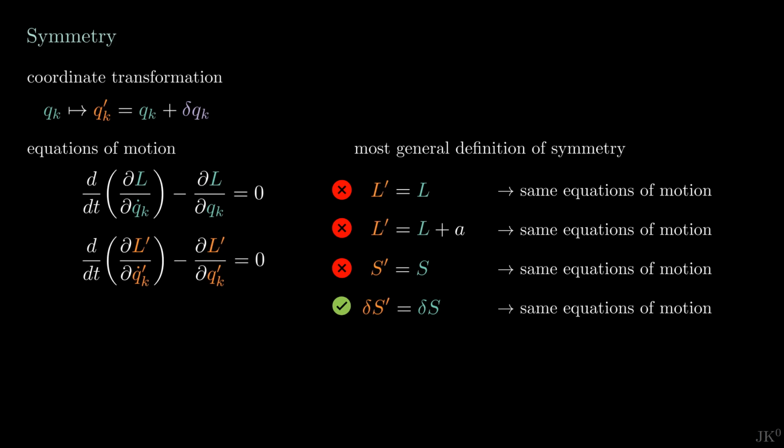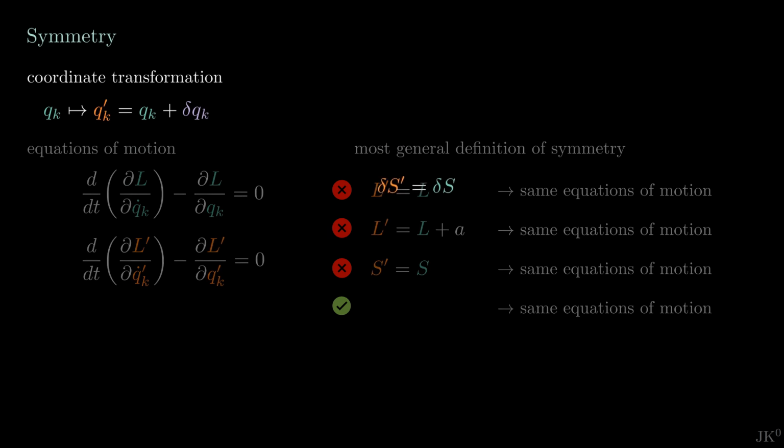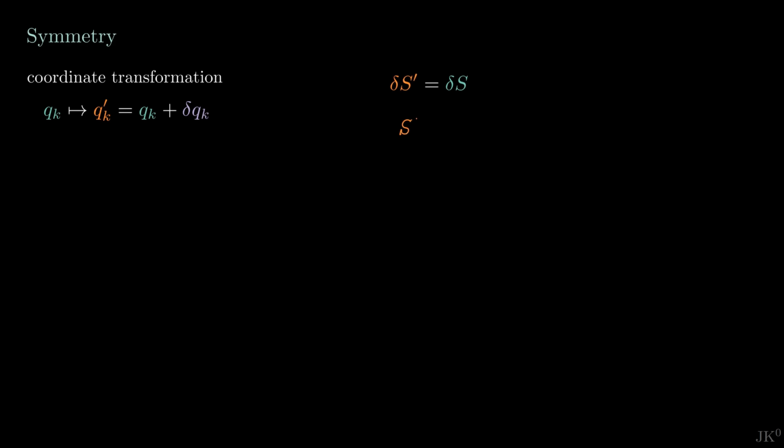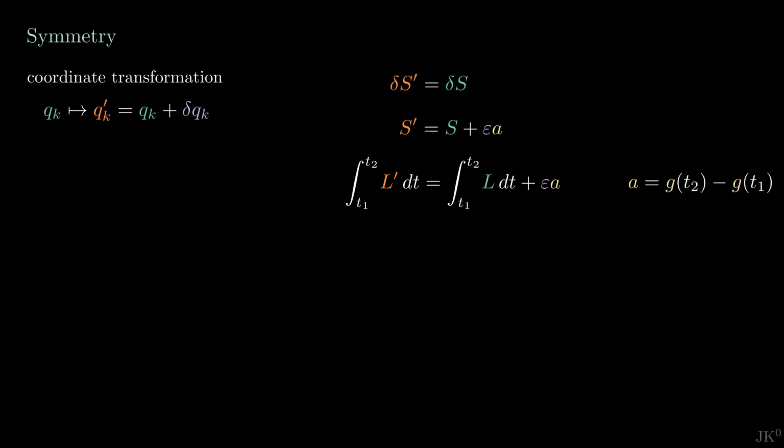We want the variation of the action to be identical before and after the transformation. This means that the old and new action can differ by a constant that I call here epsilon a, just to explicitly factor out the infinitesimal variation epsilon. In terms of the Lagrangian, we get this. The constant a can be anything. In particular, we could write it as a general function g evaluated at the initial and final points.